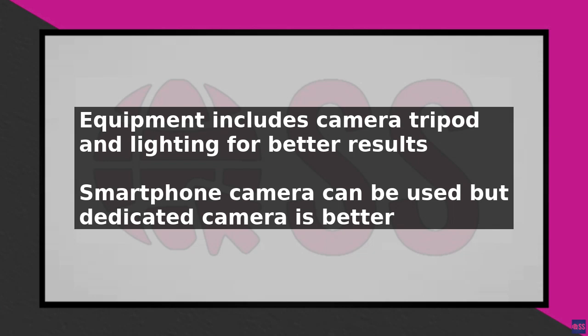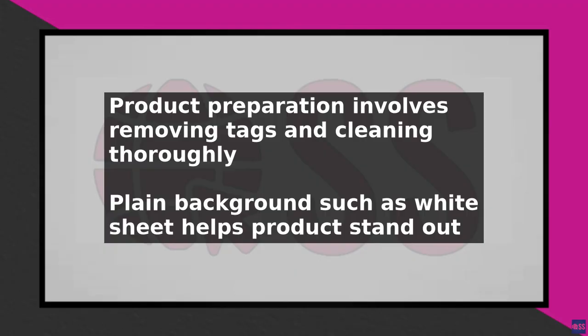You can use a smartphone camera, but a dedicated camera will provide better results. A tripod will help you stabilize the camera and avoid blurry photos. Natural light is ideal, but if you are shooting indoors, invest in a lighting kit.